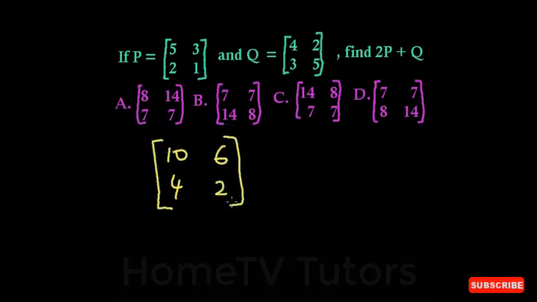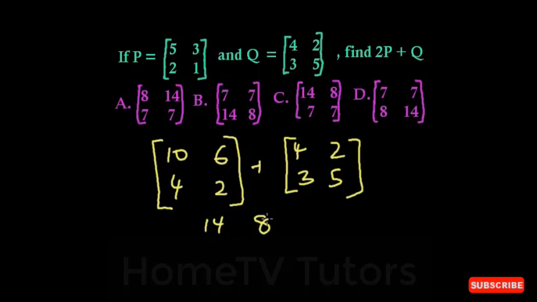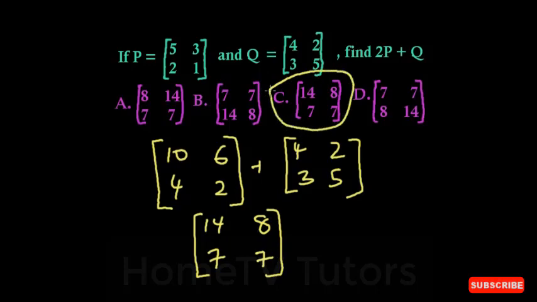Okay, so we are to add this with the matrix Q, which has elements 4, 2, 3, and 5. So we add directly. 10 plus 4 gives us 14. 6 plus 2 gives us 8. 4 plus 3 gives us 7. 2 plus 5 gives us 7. Okay, and this tallies with answer option C.